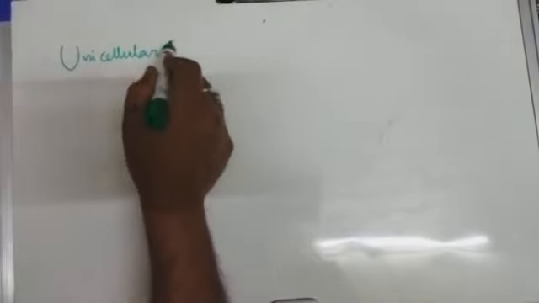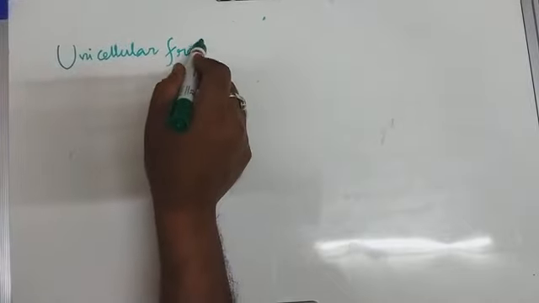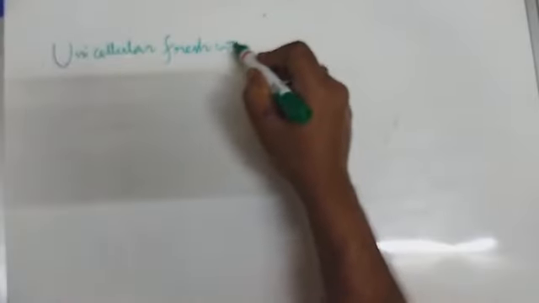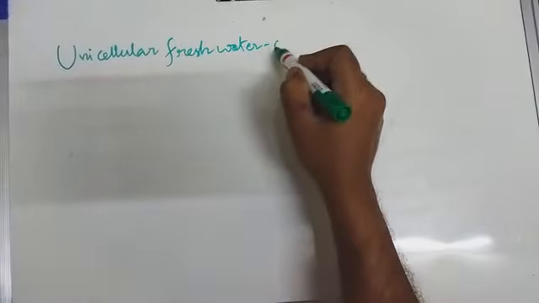We have learned there are unicellular organisms and multicellular organisms, and among unicellular organisms, some live in soil, some live in water, some live in fresh water, some live in marine water, etc. We take unicellular freshwater organisms.